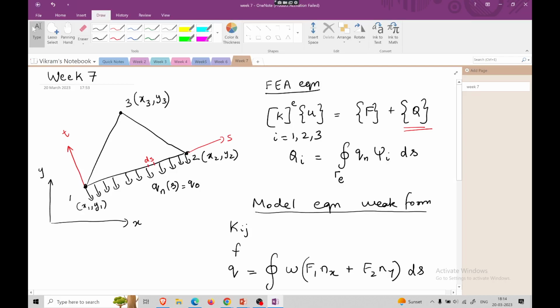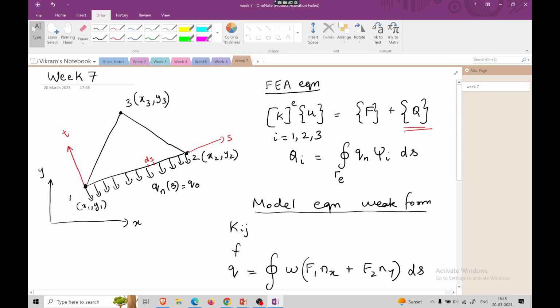So how to evaluate the boundary integral for this case? As I told, first of all we are in the xy coordinate system, and we need to shift to the st coordinate system, because I have to do an integral along the boundary, and I have the boundary only at this particular edge, and on the other two edges it is 0. So I just shift my coordinate system to st, so that I can simply integrate as a single variable. So along the s I will be able to integrate.